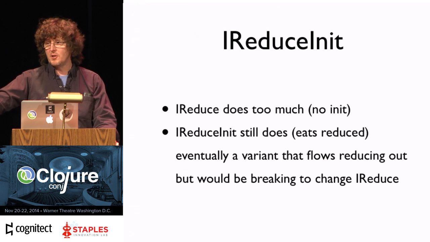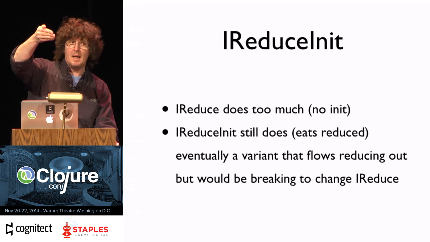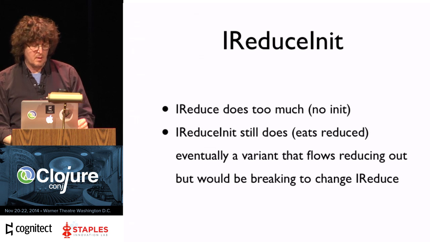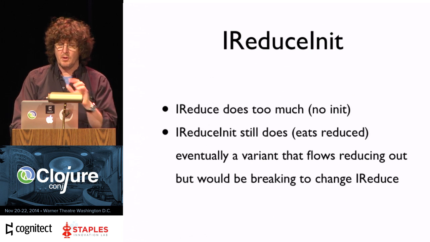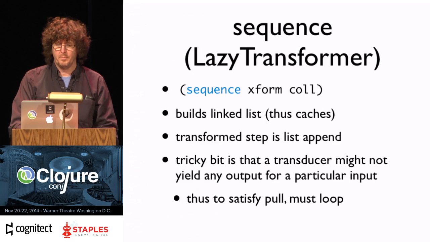You might want to do a reduction in an internal step. You need to know if that bailed out so that you could bail out. So I'd like a variant that actually returns reduced, but we haven't had time to integrate that yet. So you see IReduceInit, it's just an interface that implements the reduce version that takes an init.